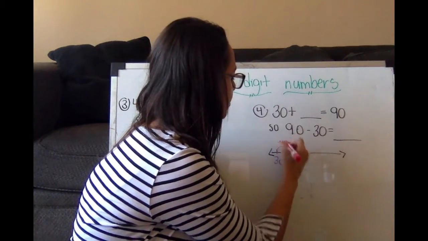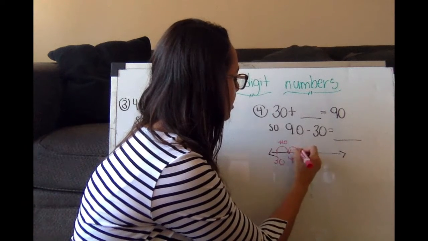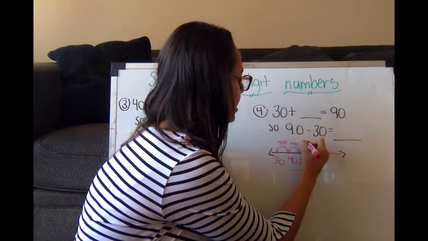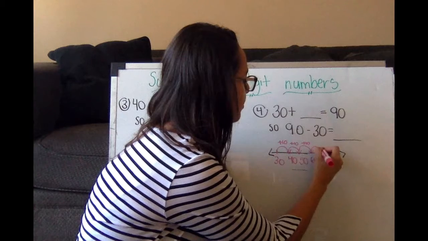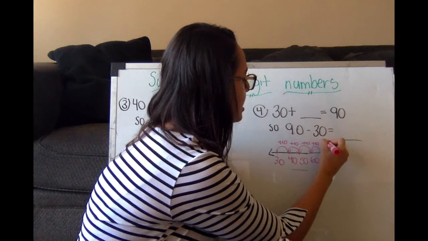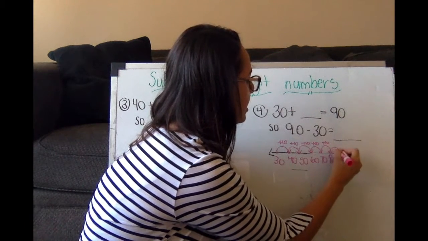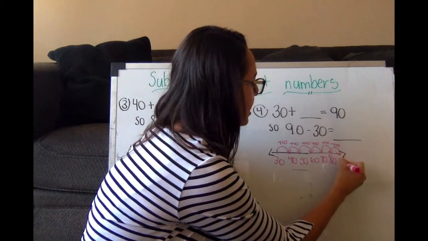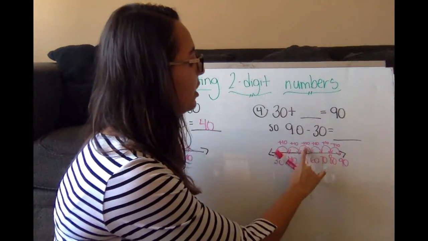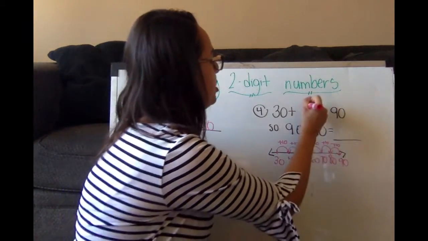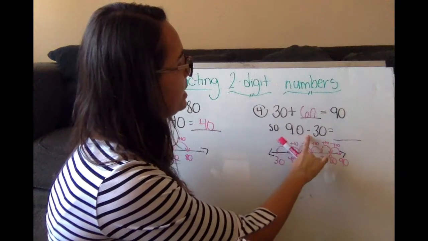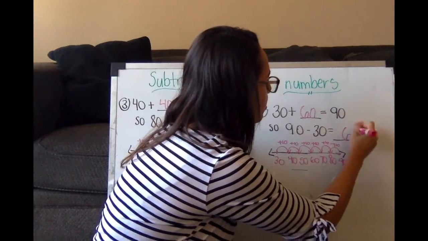30 plus 10 equals 40. 40 plus 10 equals 50. 50 plus 10 equals 60. 60 plus 10 equals 70. 70 plus 10 equals 80. And 80 plus 10 equals 90. I almost ran out of room there. So let's see how many tens we have. 10, 20, 30, 40, 50, 60. 30 plus 60 equals 90, so that means that 90 minus 30 has to equal 60.